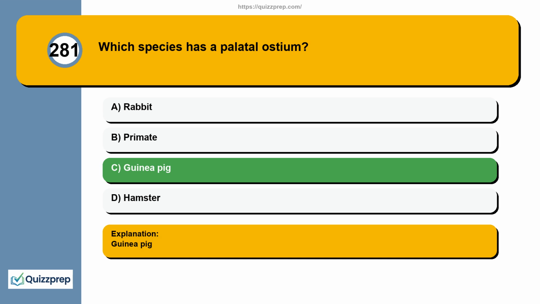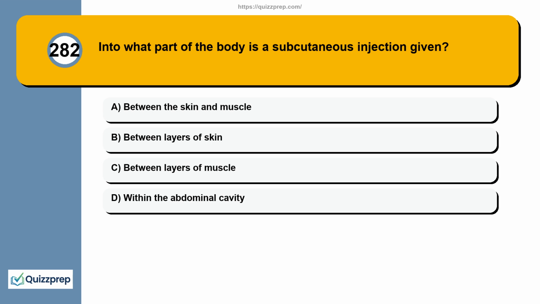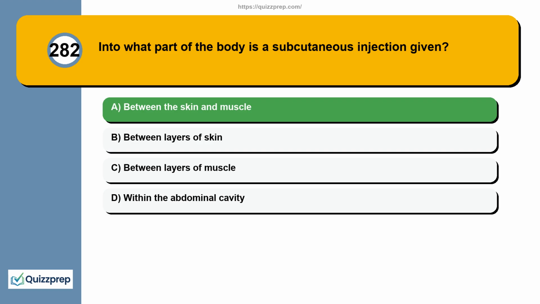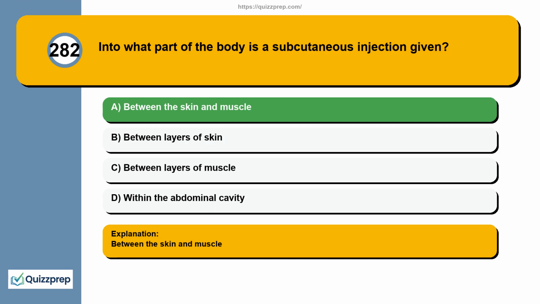Question 282. Into what part of the body is a subcutaneous injection given? Option A, between the skin and muscle. Option B, between layers of skin. Option C, between layers of muscle. Option D, within the abdominal cavity. The correct answer is Option A, between the skin and muscle.